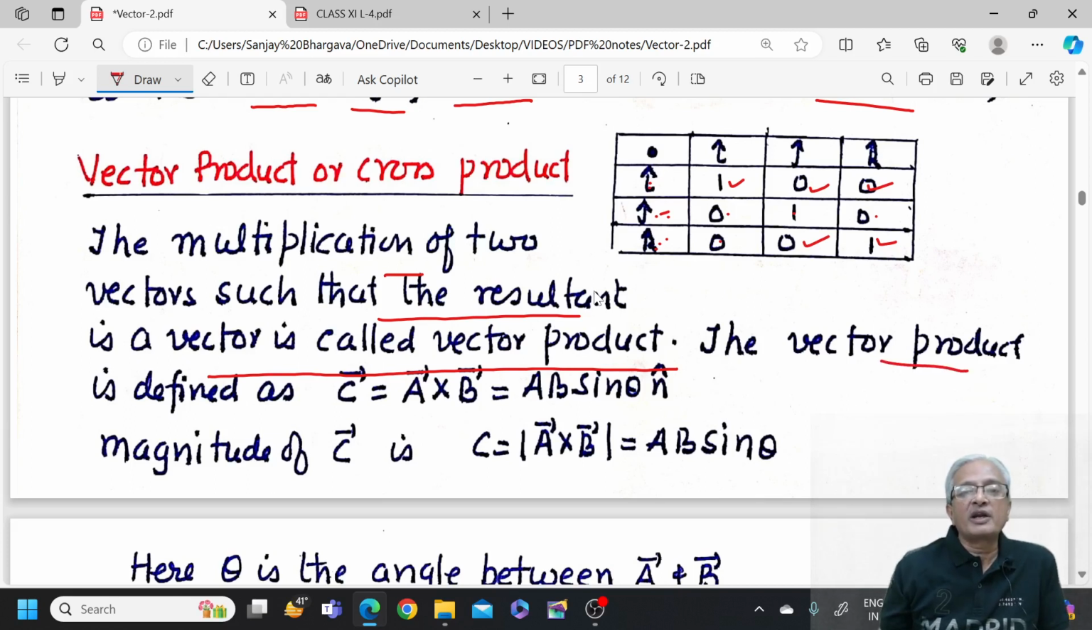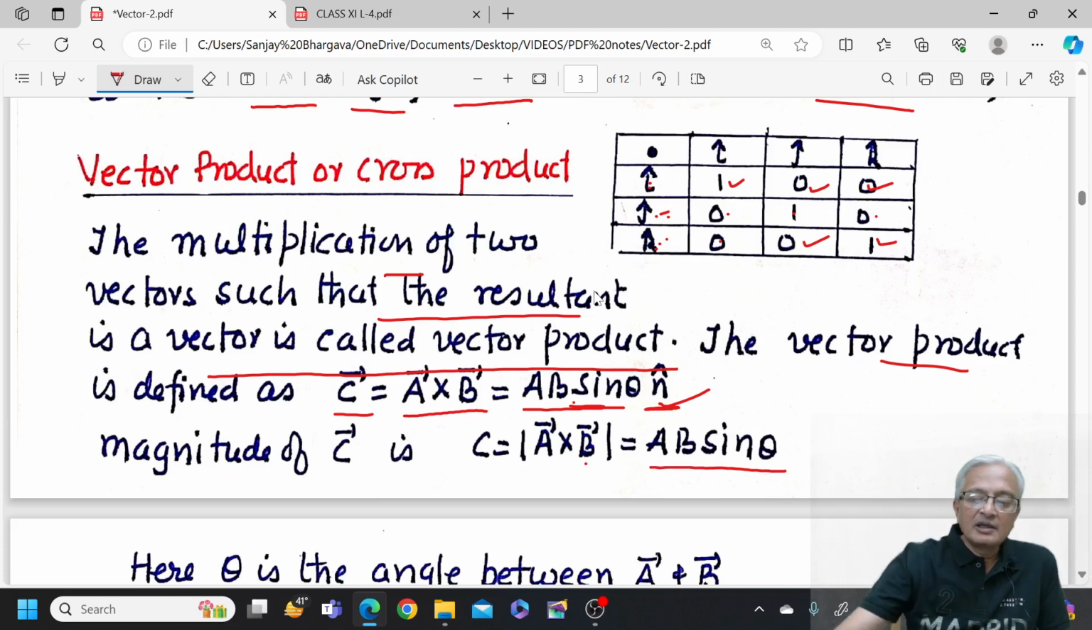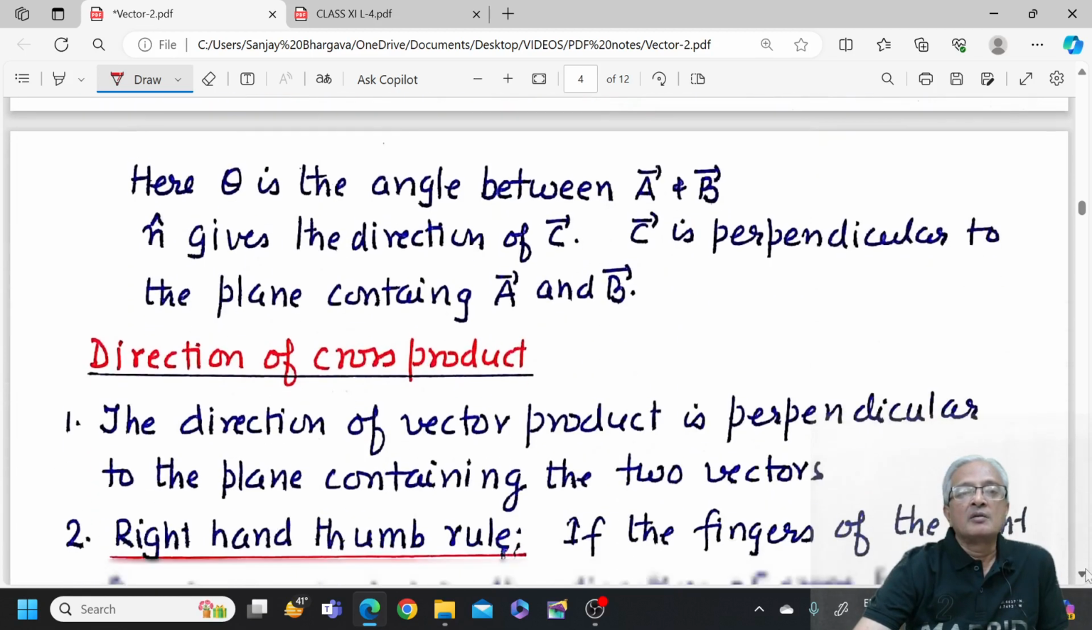How do I define my vector product? C vector is equal to A vector cross B vector equals AB sine theta n cap. That means after multiplication I obtain a vector whose direction is given by n cap. What is the magnitude of C? It is given by the magnitude of A cross B, and that is AB sine theta. What is theta? Theta is the angle between the two vectors A and B.